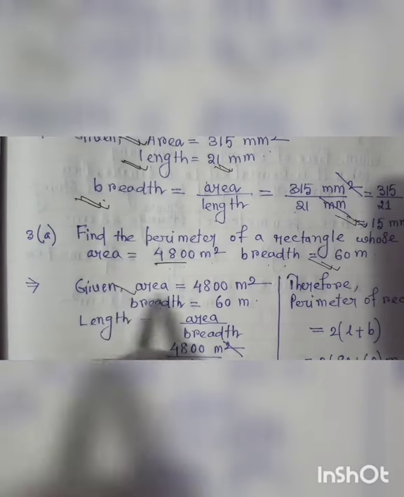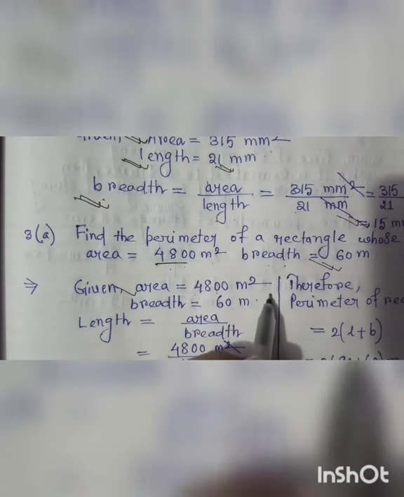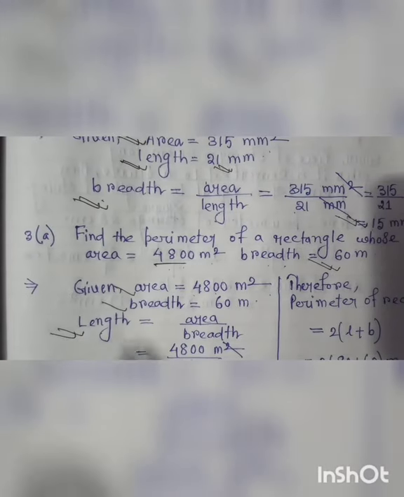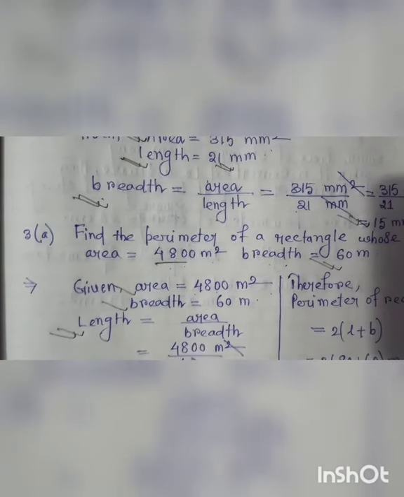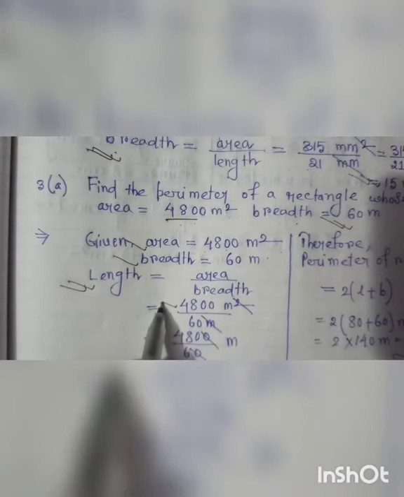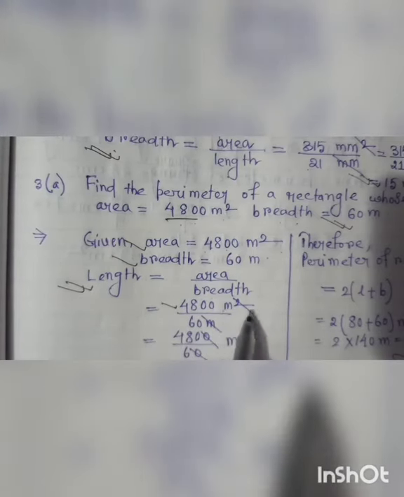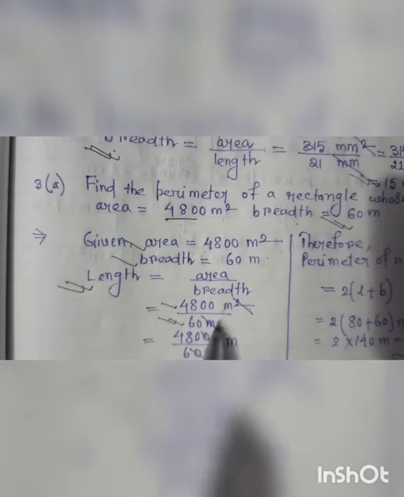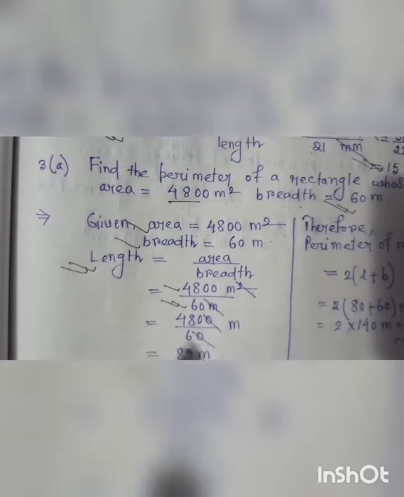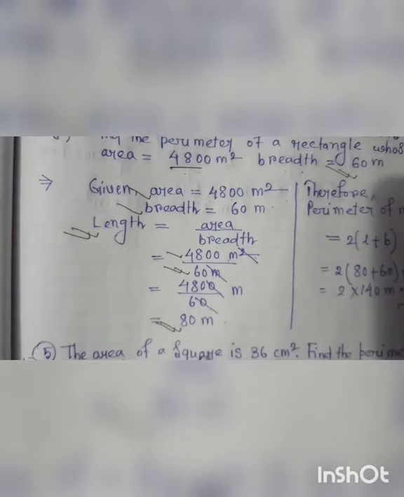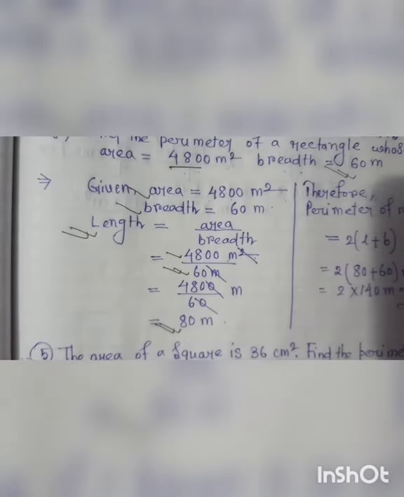Okay. Area is 4800 meter square, breadth is 60 meter. So by the formula, length is equal to area by breadth. Area by breadth: 4800 m square and breadth is 60 meter. 1 meter you cancel and if you divide it, you will get 80 meter. It is also logically correct. That is, the length is 80 meter.